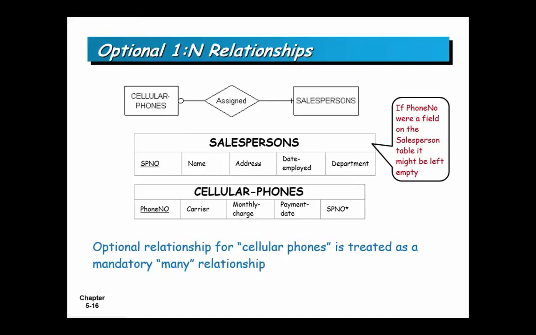So here's an example. A cell phone is always given to a salesperson, but a salesperson may or may not be given a cell phone. Maybe they're new and they're not ready for them to answer phone calls from customers. They don't want to take that chance.